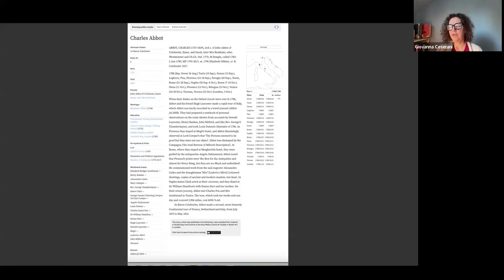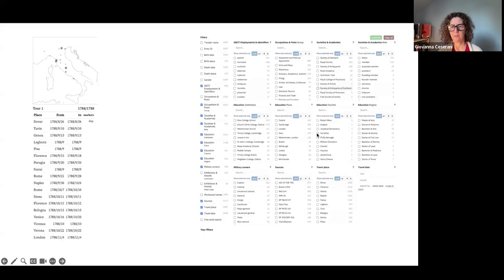And that starts to allow you to think in terms of generational modes of travel, and people of the same age being in the same place at the same time. If you click on any of the places among travels and visits, for example Pisa in 1788, you will get a list of everyone who was in Pisa in 1788. And if you click on Florence 1788, you will see every other traveler who was in Florence at the time.